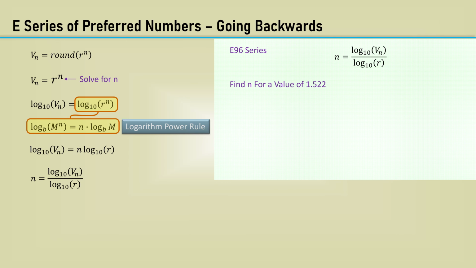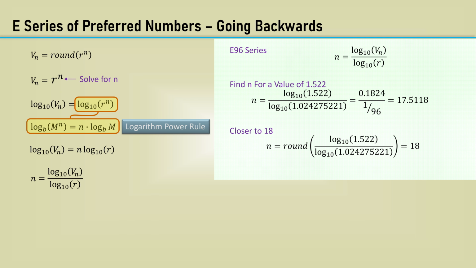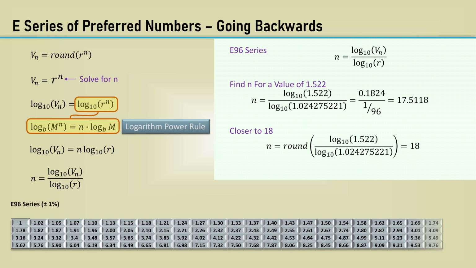Let's find n for a value of 1.522. That comes out to 17.5188 rounded. Since that is closer to 18 than 17, the result from a round function is 18. Here it is, the 18th value in the series. This actually yields the n that is logarithmically closest to the input value.